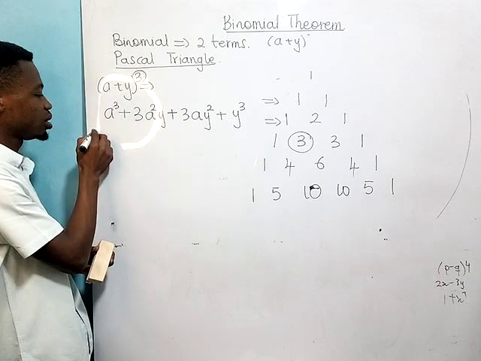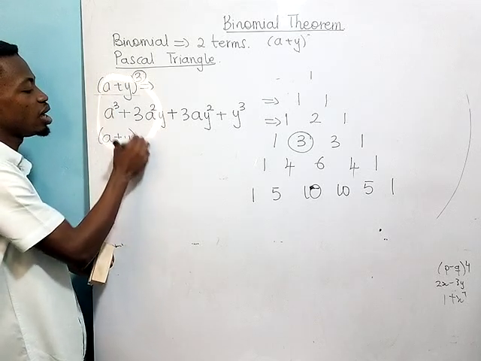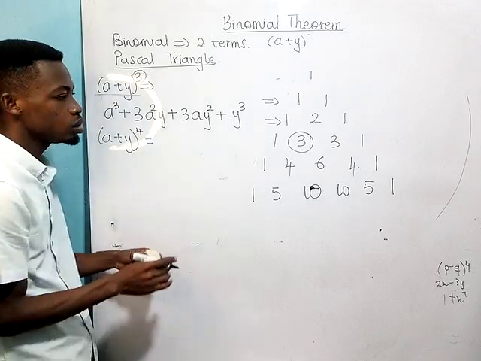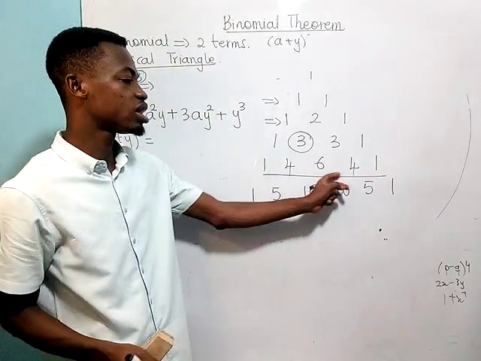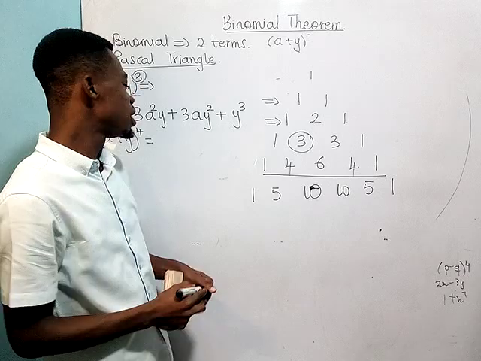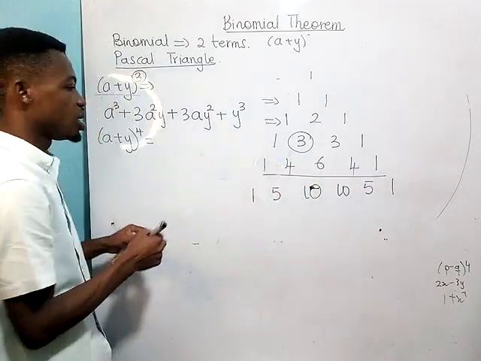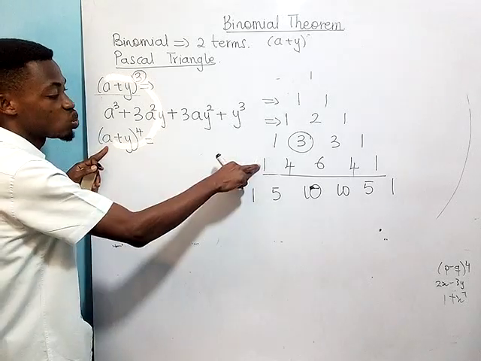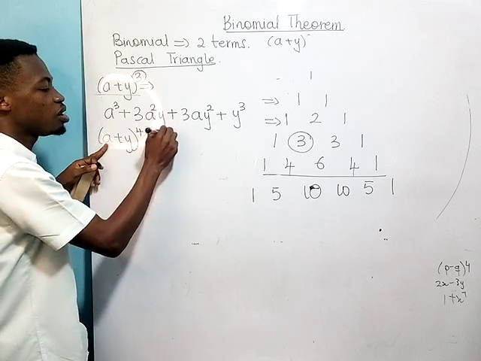Let's pick another one: (a + y) to the power 4. Now we've deduced the coefficients. We have 1, 4, 6, 4, 1, which means as we expand this, we are going to have 5 terms. The coefficient of the first term is 1, so we ignore. So we have our a here to the power 4.